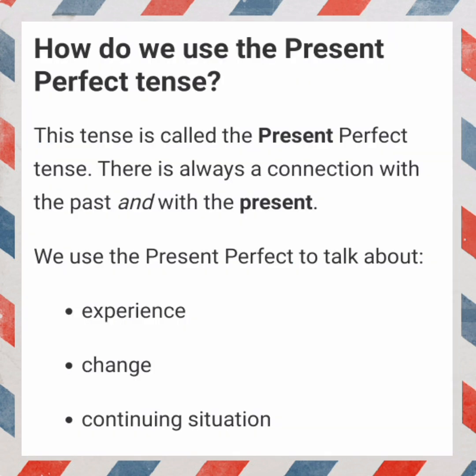Now let's see how we use the present perfect tense. This tense is called the present perfect tense. There is always a connection between the past and the present. We use this present perfect to talk about experience, change and continuing situation.